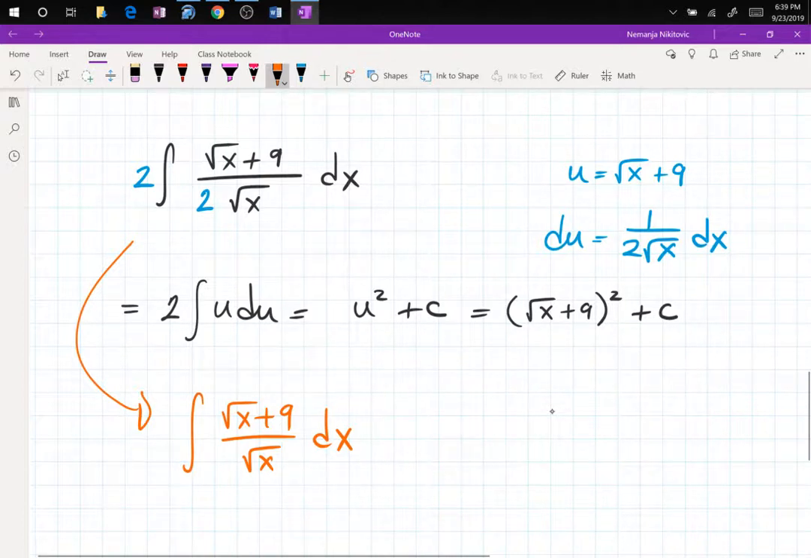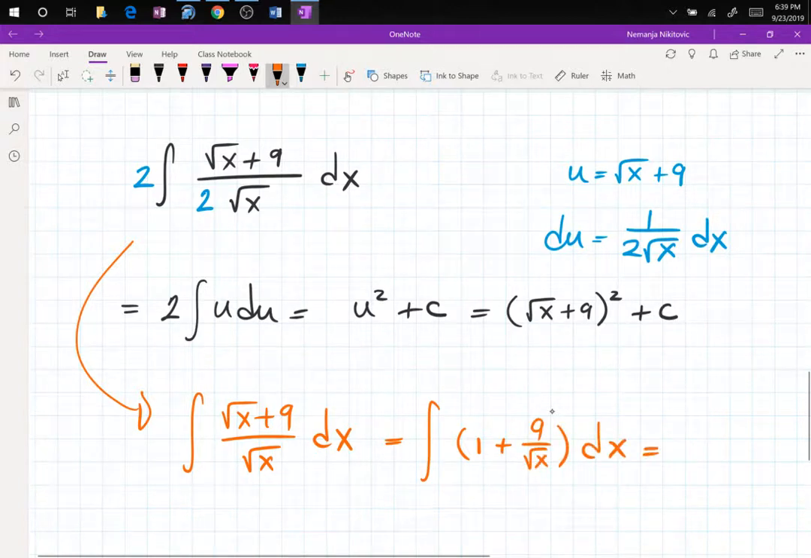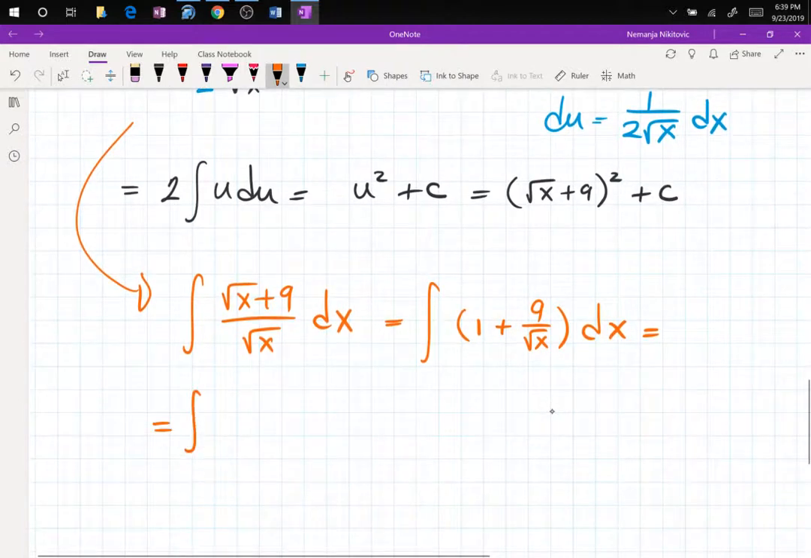Split into 2 fractions and then divide. Very good. Your addition is in the numerator, which means this can split into 2 fractions and 2 integrals, right? Or you can just divide right away. If I divide this, the square root of x divided by the square root of x is 1, plus 9 over the square root of x dx, which we can further write as the integral of 1 plus 9x to the negative 1/2.